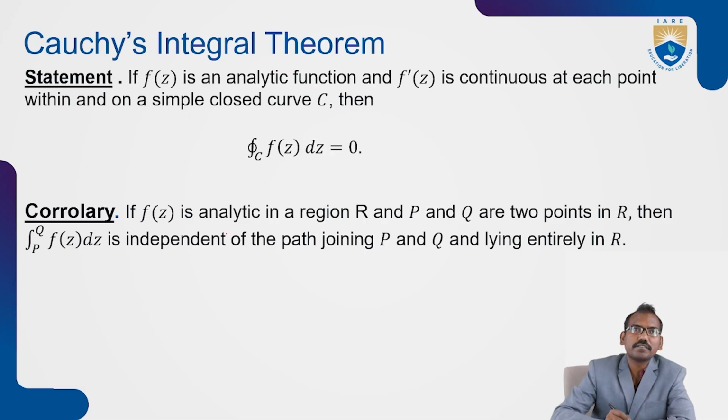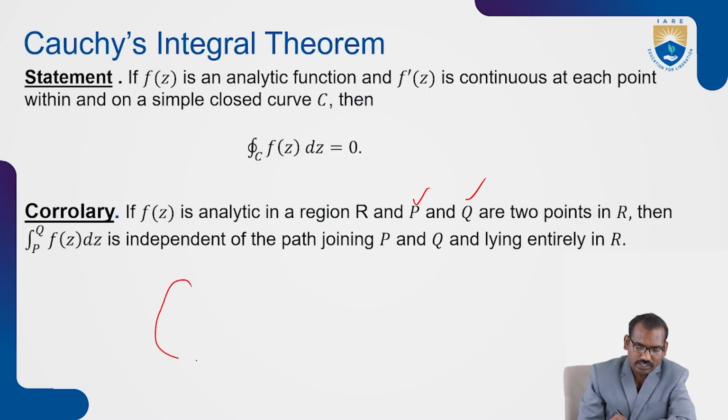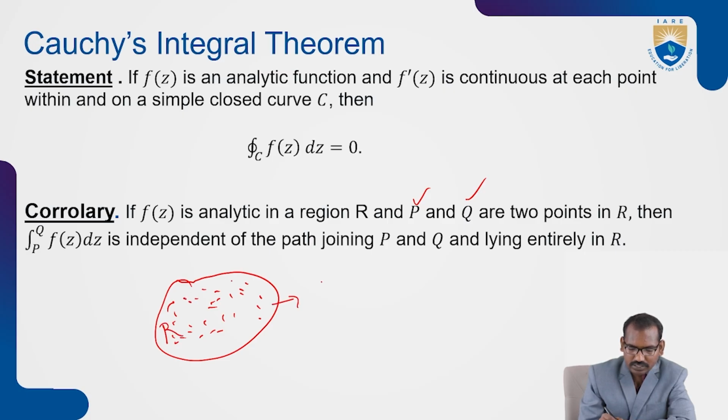And here we can see there is a corollary. If f(z) is analytic in some region, and P and Q are two points in the region R, then the integration from P to Q of f(z) dz is independent of the path joining P and Q and lying entirely in R. For example, there is some region, this is my region R, and in this region f(z) is analytic.